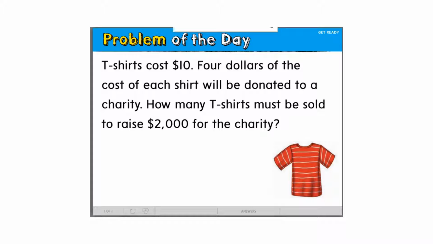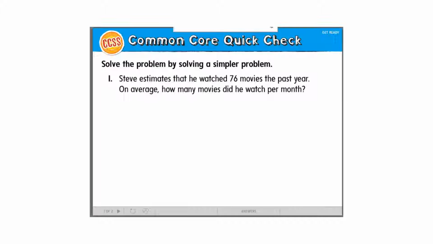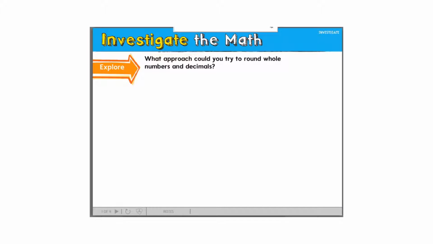All right, let's look at our notebooks. We're going to take some notes. Good. All right, so here's what I want you to write at the top: Chapter 5, lesson 1, and then you can write round decimals.